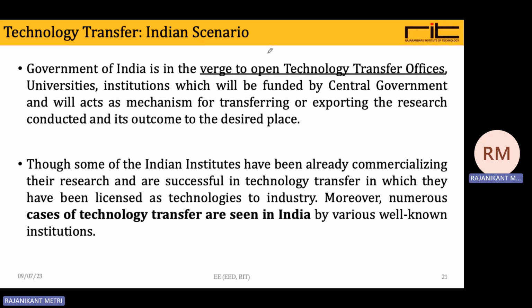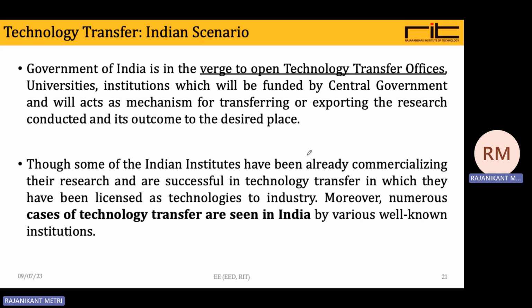Government of India is on the verge of opening technology transfer offices, or in universities or institutions, which will be funded by the central government and will act as a mechanism for transferring or exporting the research conducted and its outcome to the desired place. So it will be very beneficial if such technology transfer offices are opened in India.